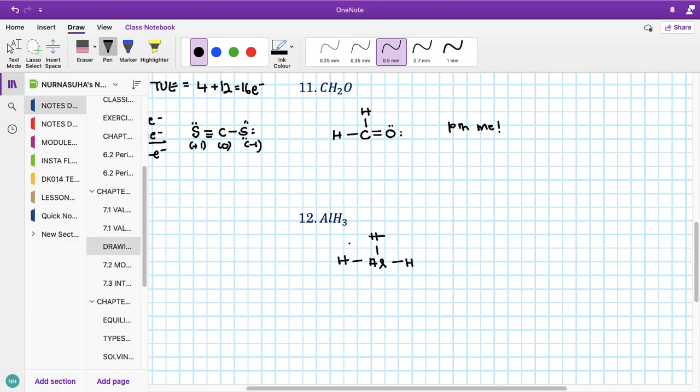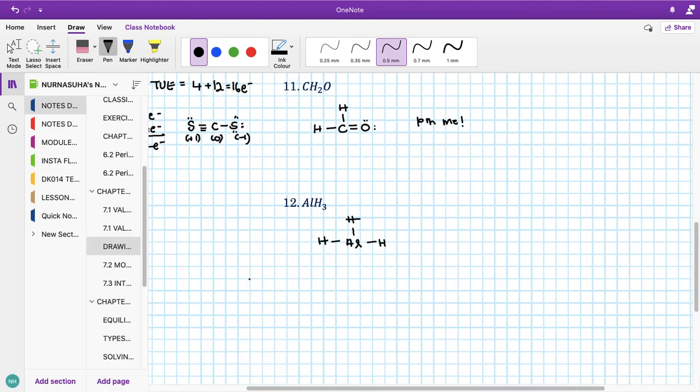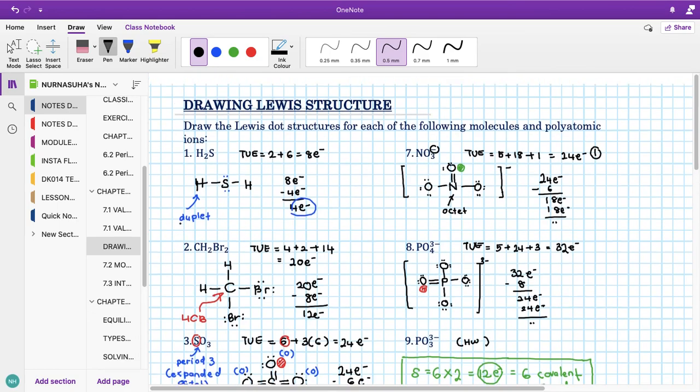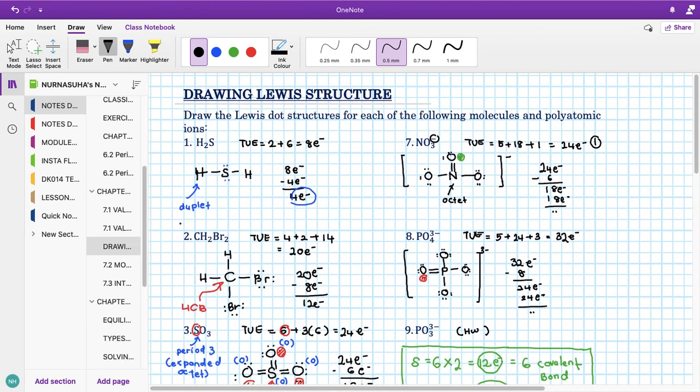Okay, so I think that's all for drawing Lewis structure for molecule and also polyatomic ion. So check out your Google Classroom. I will upload more exercises on drawing Lewis structure. So I think that's it for now.